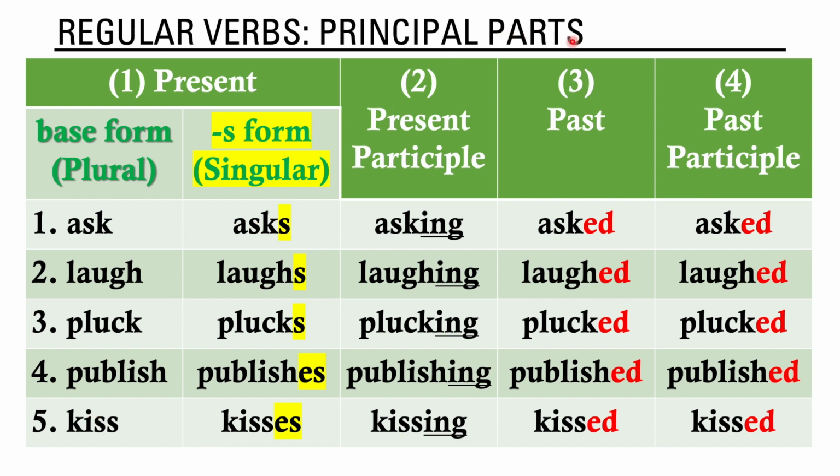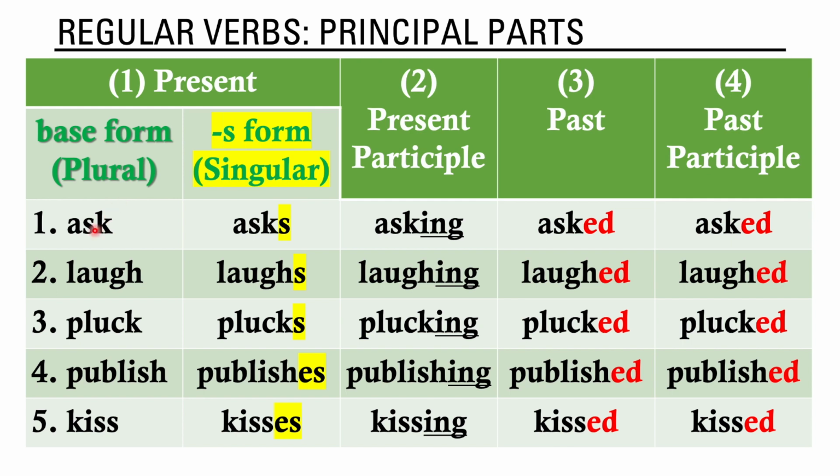Okay, now we have the regular verbs and the principal parts. So there are four principal parts. One is present. Second is present participle, or the adding of -ing. Third is past. And then fourth is past participle. Okay, so let's see, guys. In the present form, to be very specific so that you won't be mistaken, para hindi ka na magkamali dito, for plural, base form. Okay, for singular, we have the S form. Take note, singular subject, you have the S form. Plural subject, we have the base form.